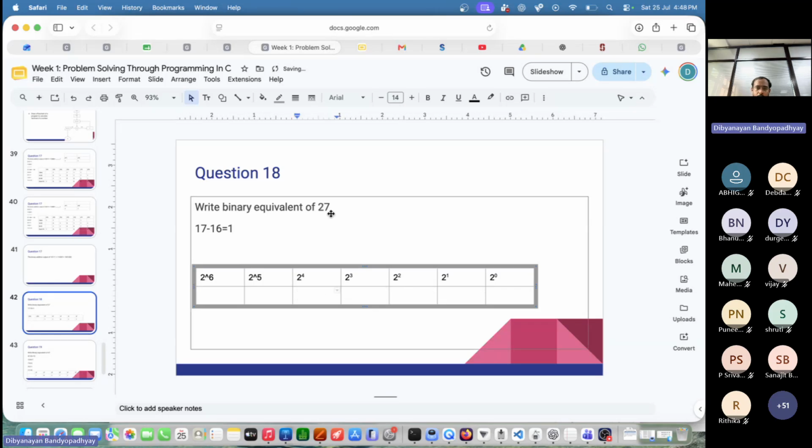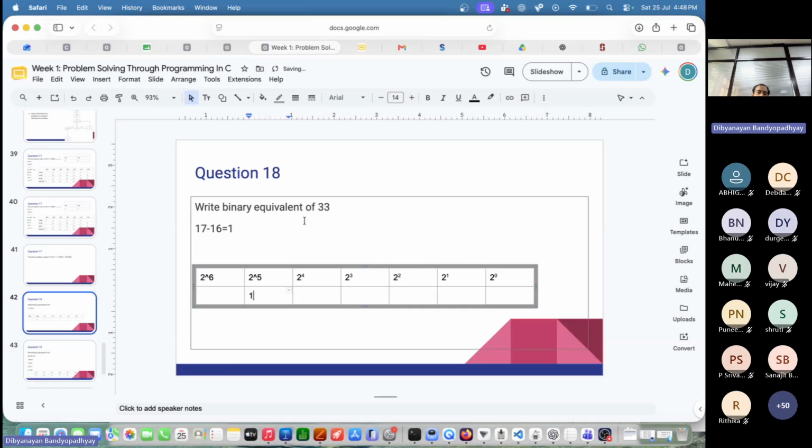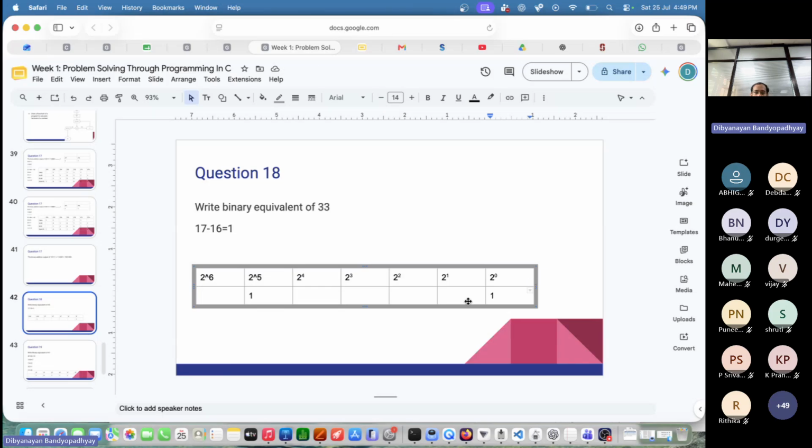Now suppose you want 33. How to get 33? Just look at this. 2 to the power 5 is 32. Just place 1 here. So you get 32 already. So only 1 is left because 33 minus 32 is 1. How to get it? You just place 1 here. So 2 to the power 0 into 1 is 1. 2 to the power 5 into 1 is 32. So 32 plus 1, 33 is done. Every other position will get 0.